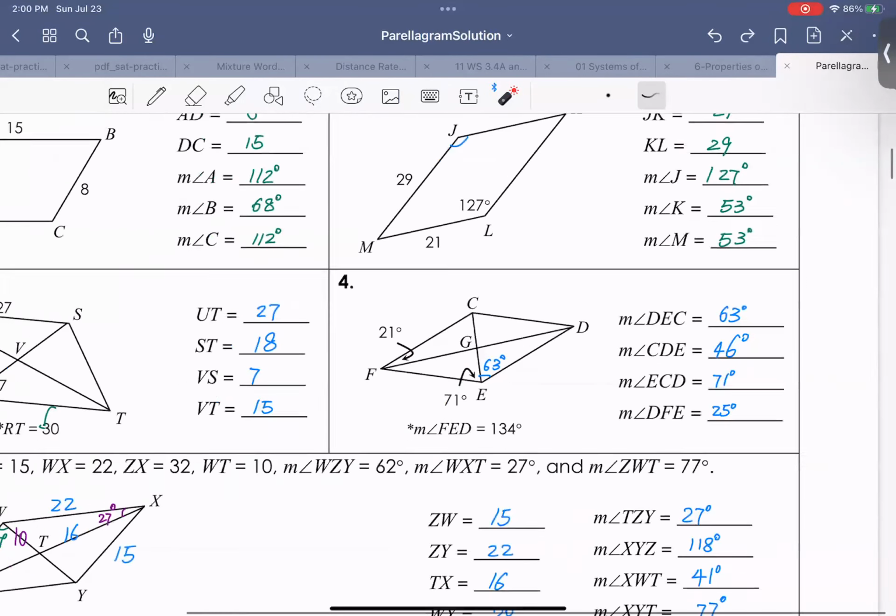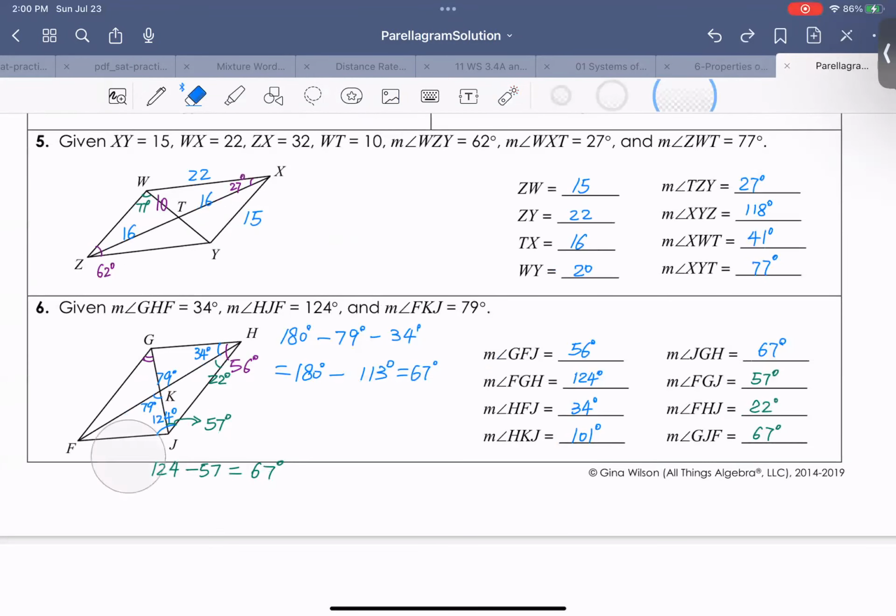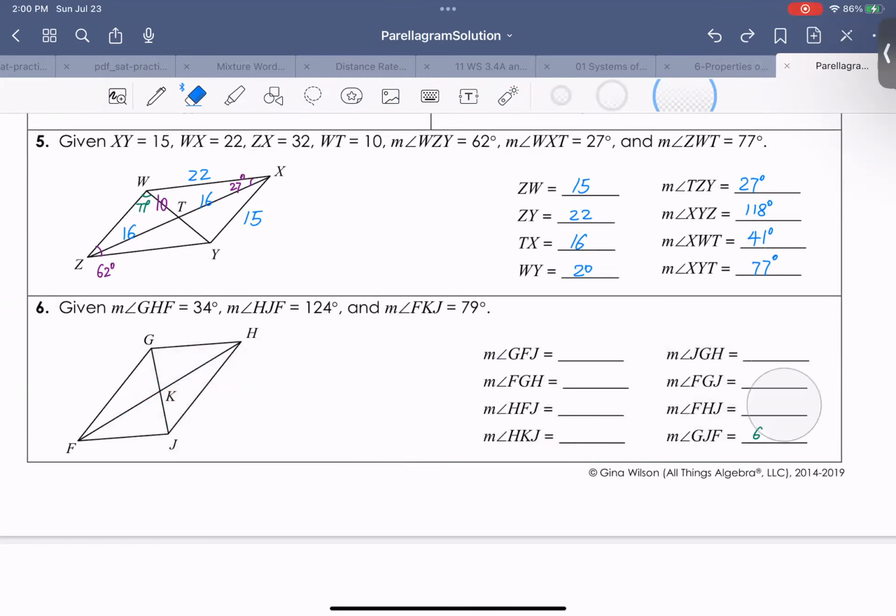Okay. Next, let's do something more complicated. Let's start writing from this one here. Williams, can you unmute yourself? Let's do this one together.